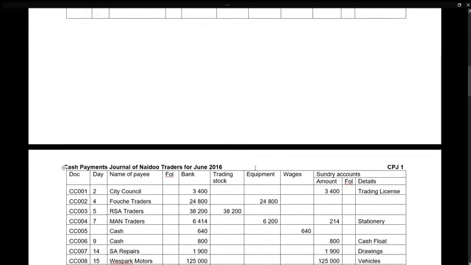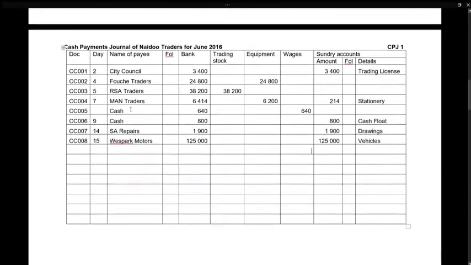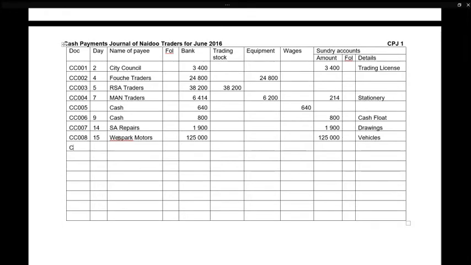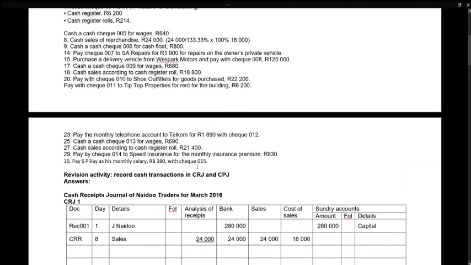Right. Next transaction took place on the 17th. Cash check 009 for wages. Alright, so check counterfoil 009. It took place on the 17th. Details will be cash. The amount will be 680 Rand. Wages, 680 Rand.